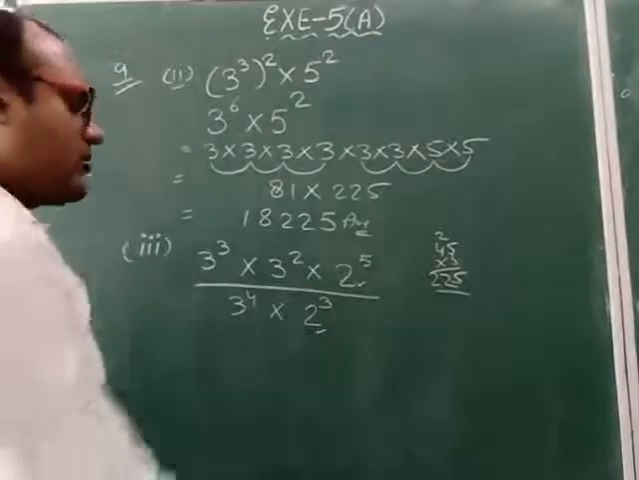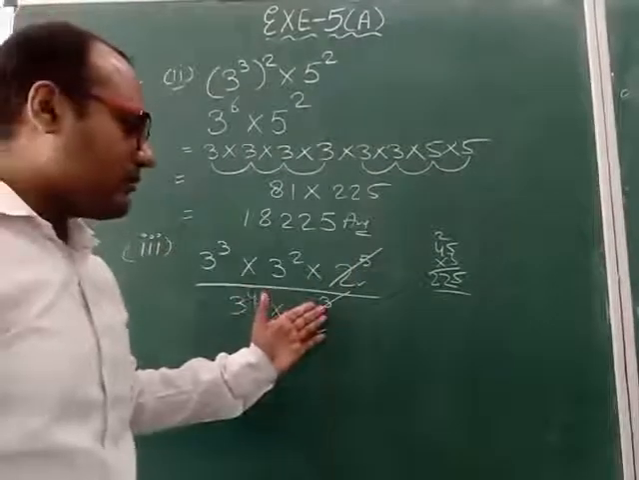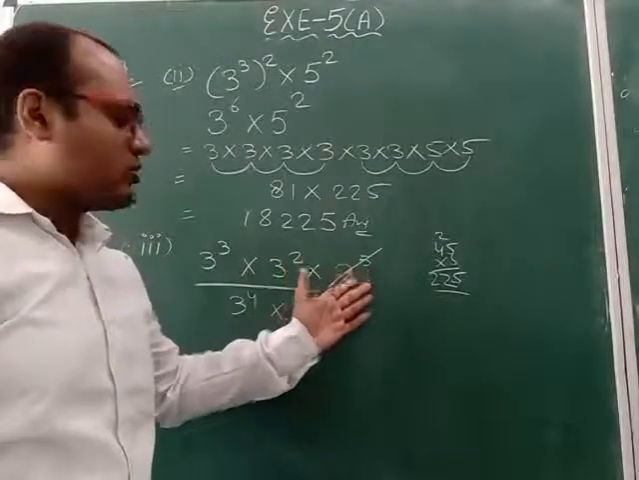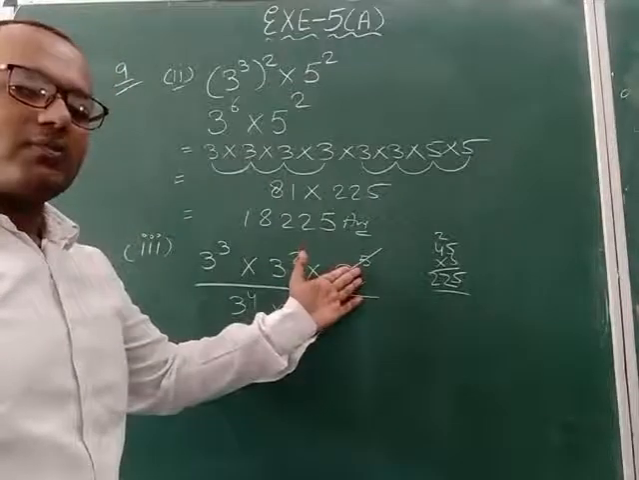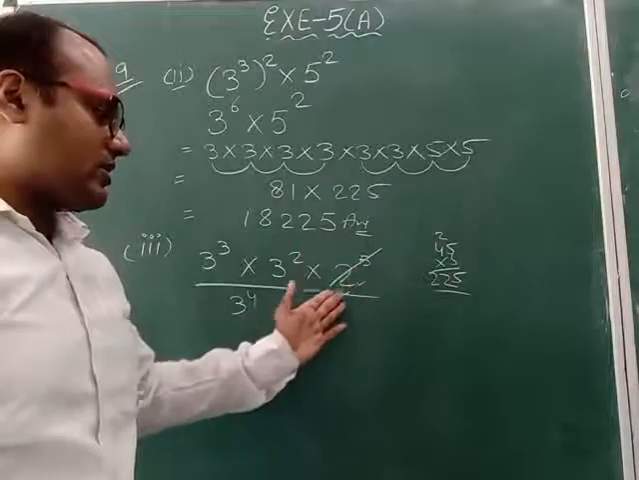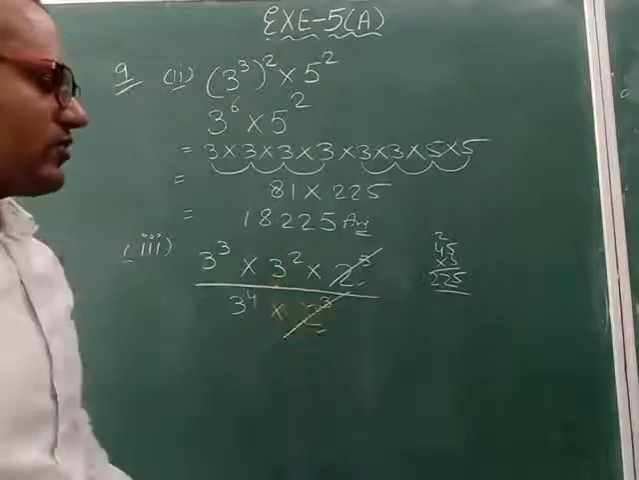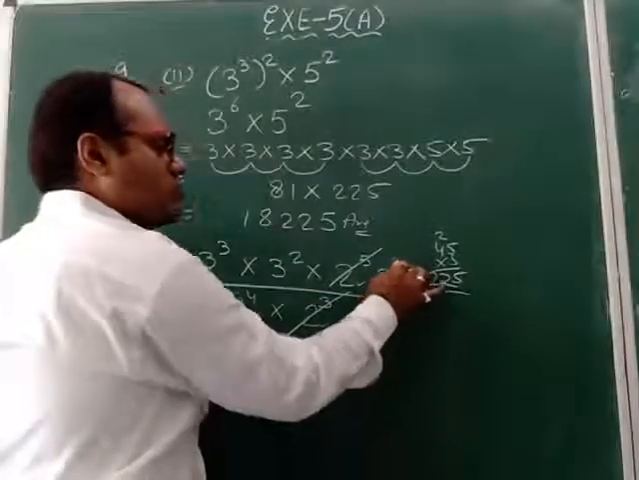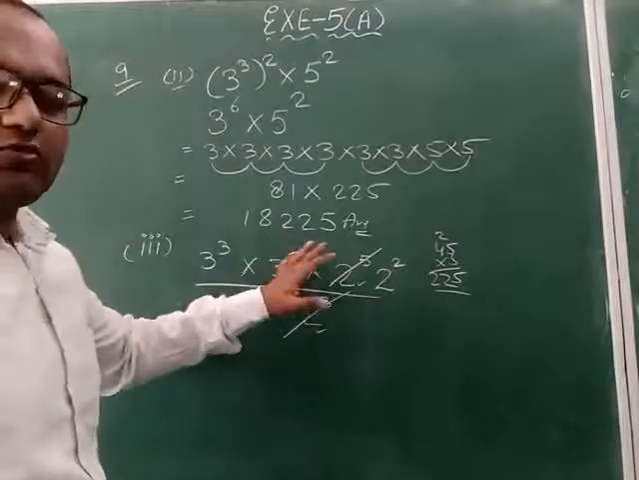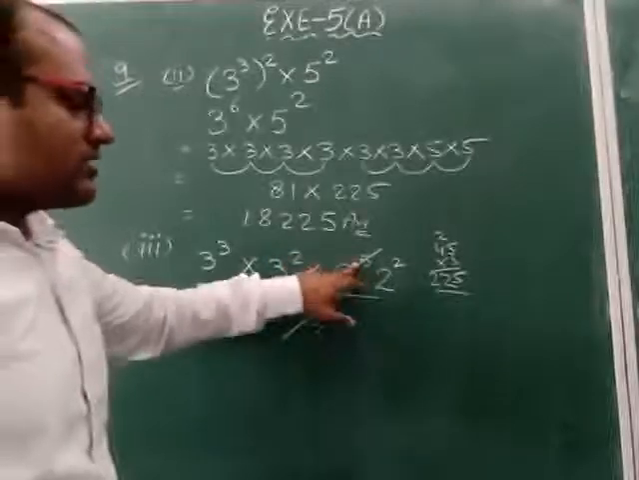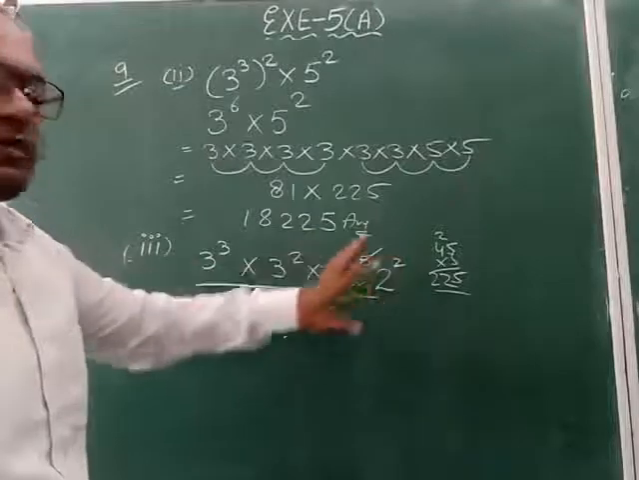So what will we do? We can cancel these two. Here 2 is coming 3 times, here 2 is coming 5 times. When we cancel these with each other, extra 2's are left. After cutting 3 twos, we will get 2 power 2. Downside 2 is coming 3 times, so upside also we have to cut 2 three times, but here it is 5 times, so two 2's will remain. So here we will write 2 raised to the power 2.